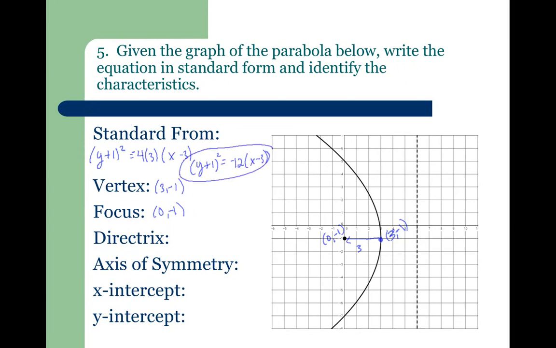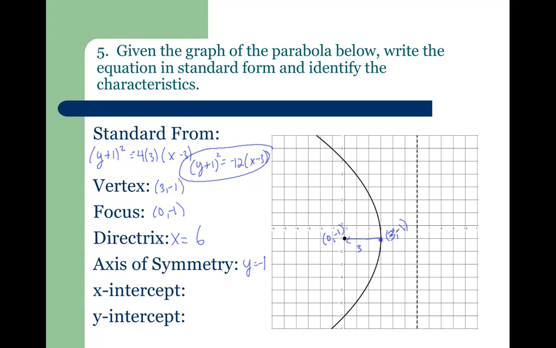The directrix is at x equals, what is this, 6? Yep, 3 to the right. The axis of symmetry is going to go through the vertex and the focus. That's going to be at y equals negative 1. Check that out.